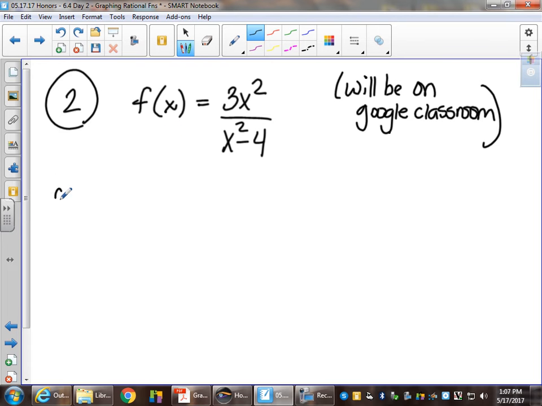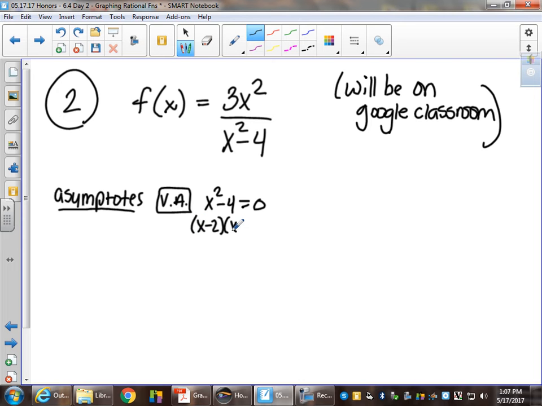So first, let's start with the asymptotes. I will consider my vertical asymptotes first. Vertical asymptotes come from the denominator, so I set x squared minus 4 equal to 0. And then I ask myself, how would I solve this? I could either solve by square roots, or I could factor. I choose to factor, difference of squares. And I get two vertical asymptotes from this: x equals positive 2, and x equals negative 2.